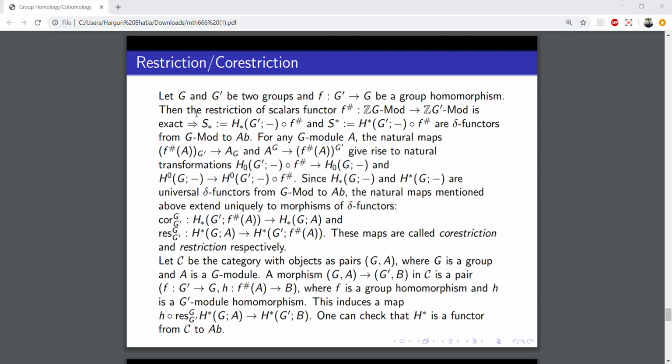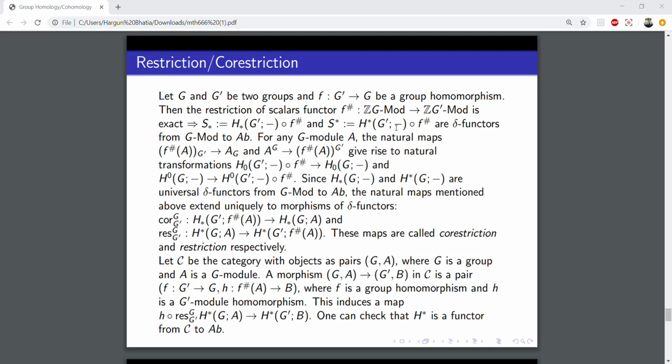So for that, let's suppose I take two groups G and G prime and a morphism from G prime to G. Then obviously I can have this restriction of scalars, this forgetful functor from ZG mod to ZG prime mod, and it's obviously exact. We have seen that earlier. Then if you consider these two functors, I take this exact forgetful functor and precompose it with the homology of G prime functor, and similarly I can take this functor and compose with the cohomology.